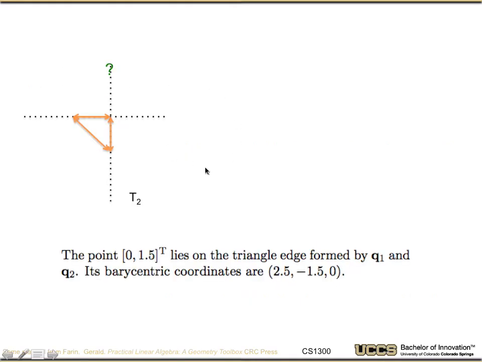Second, for the triangle 2, first drawing it out, we see it's this right triangle, origin, minus 1, 0, 0, minus 1. And again, the point 0, 1.5 is sort of special. It lies on the line, but not on the triangle itself, but on the same line as the edge formed by Q1. Therefore, again, it's going to have 0 for one of its components. The other 2, again, you build a simple linear system. It's pretty straightforward to see that they're going to be 2.5 and 1.5. So again, you can solve these sort of graphically.